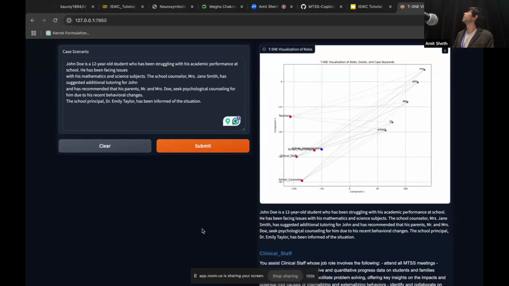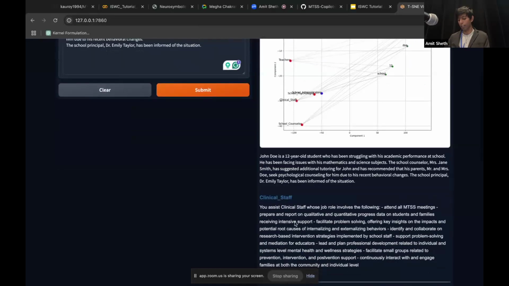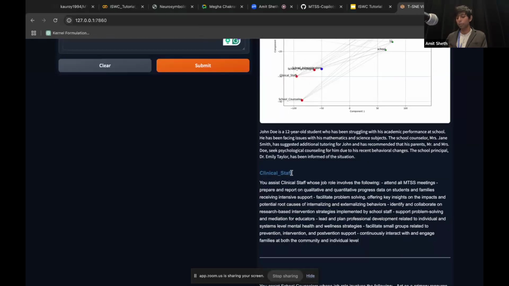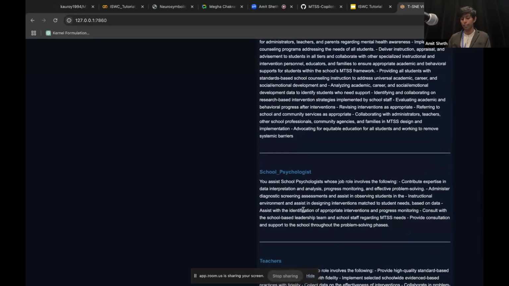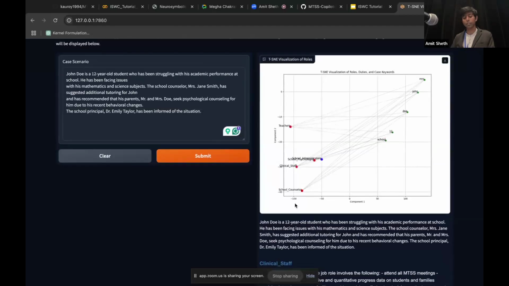Okay. So here is how we interpret this result. First, the things that went into constructing this result are shown below here. So what we feed into the Copilot is the description for each end user. So we have clinical staff, school counselor, school psychologist, and teachers. And then what we also feed to the system is the case scenario itself. And the third thing that is behind the scene that you don't see here is one of the knowledge representations that I just showed a minute ago.